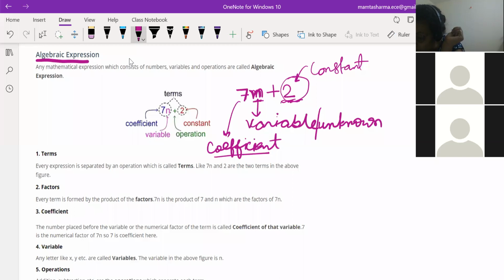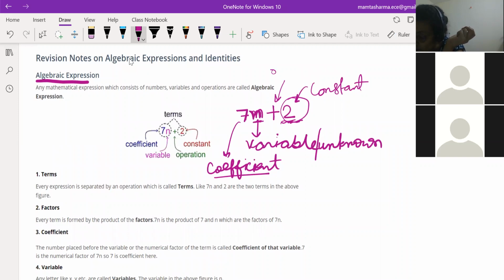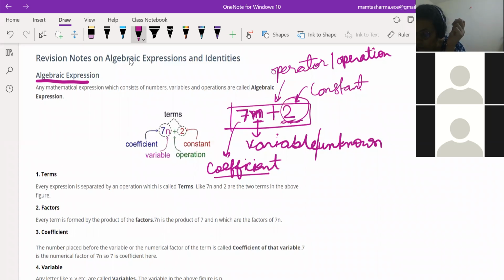And this plus, minus, there may be multiplication, division, any operator. These signs are called operators. Since they are performing an operation, we could say this is the operation. So the whole term 7n plus 2 represents an algebraic expression. The expression which consists of numbers, variables, operations is called an algebraic expression.